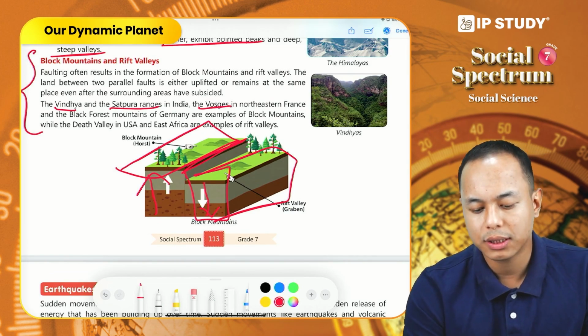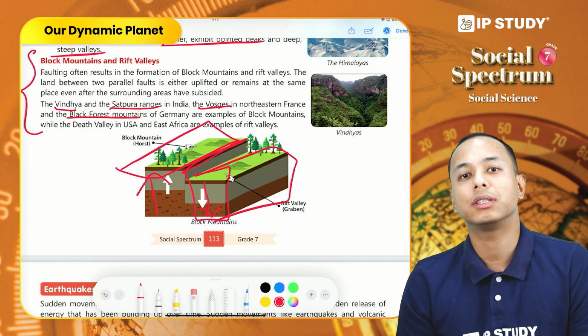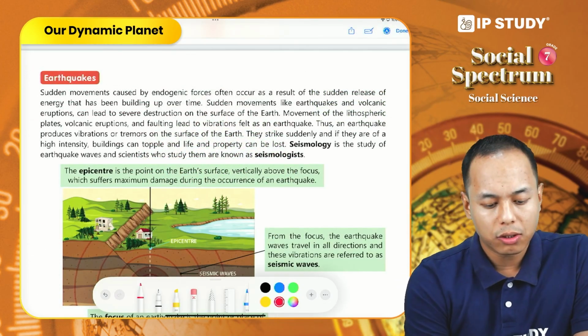Vosges in northern France, and Black Forest mountain of Germany. So these are the examples of some block mountains. Now let us discuss the topic of earthquake.